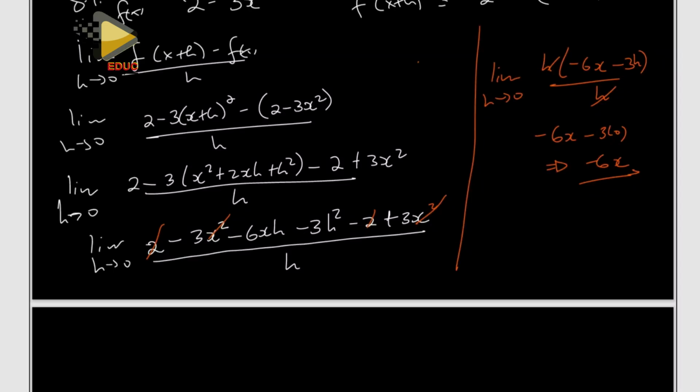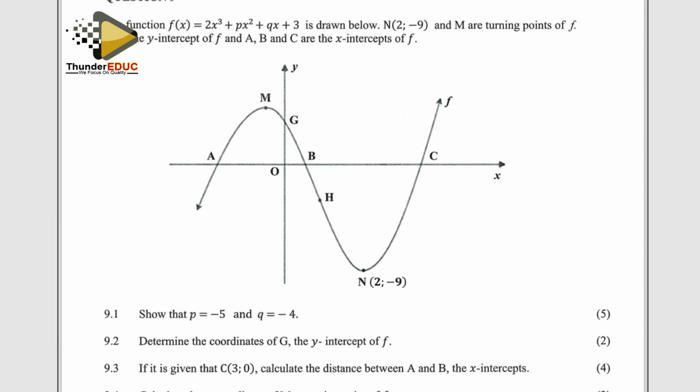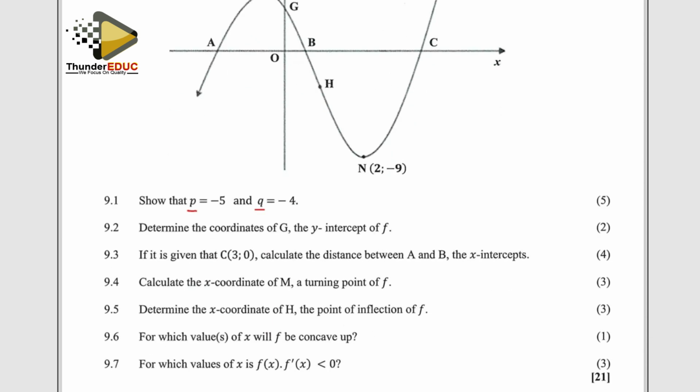Then question number 9. Okay, the function f of x, 2x cubed plus px squared plus qx plus 3 is drawn below. N is (2, negative 9). N and M are turning points of f. G is the y-intercept. A, B, and C are x-intercepts, and so on and so forth. Can we show that p is negative 5 and q is negative 4?